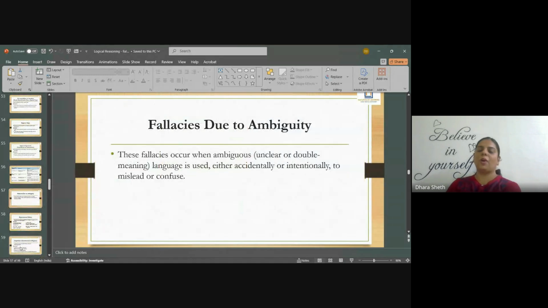And the last one, fallacies due to ambiguity. These fallacies occur when ambiguous, unclear, or double meaning language is used. Okay, and by double meaning, we mean words which could have different meanings, words which could have different spellings but same pronunciation. That is what we mean here. Homonyms, homophones, stressing on different words in the same statement. You will see as the examples come. Please do not misunderstand the meaning of the word, either accidentally or intentionally, to mislead or confuse the person.